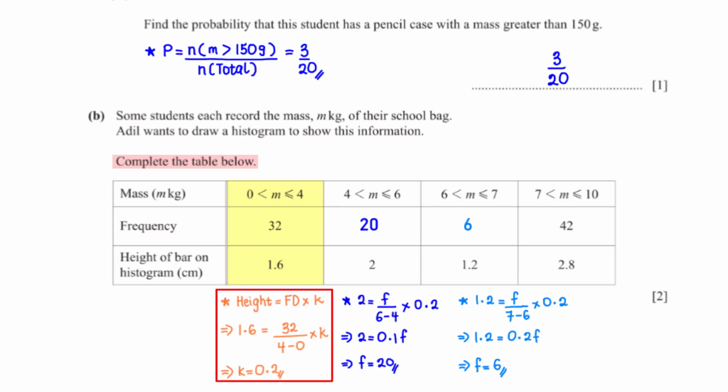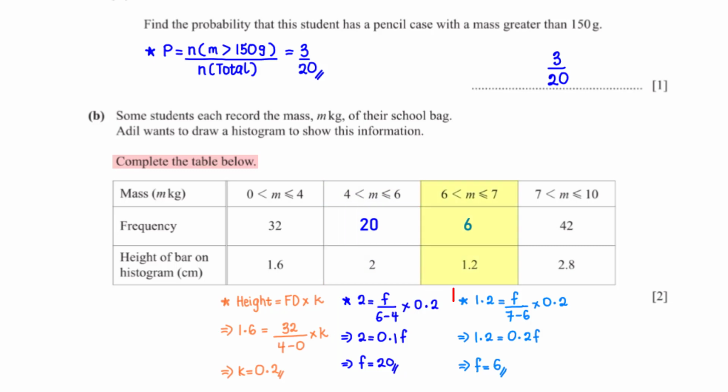Now that we have the value of k, we can find the frequency for the other intervals. For this interval, we have 2 equals the frequency density, which is the frequency divided by the interval width, which is 6 minus 4, times 0.2. 0.2 over 6 minus 4 is 0.1. When we divide both sides by 0.1, we get the frequency to be 20.